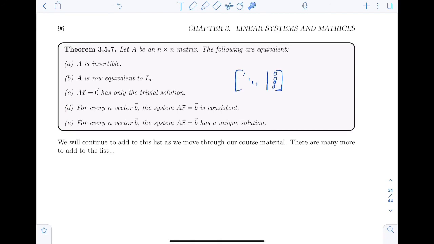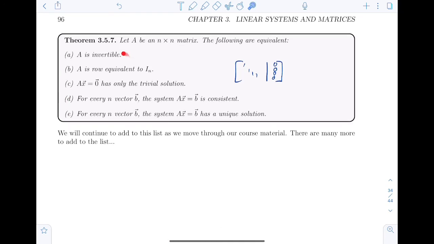Okay, now in the next video, I'm going to talk about why this is true. Okay, so why invertibility and row equivalence are equivalent. Okay, and I'll go through the machinery for why that works.